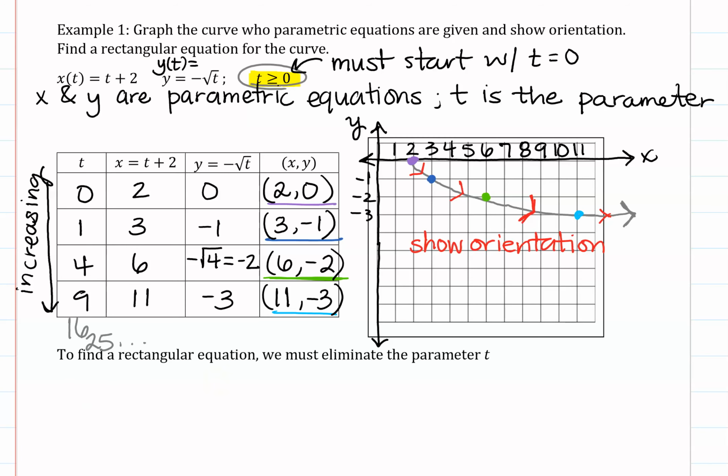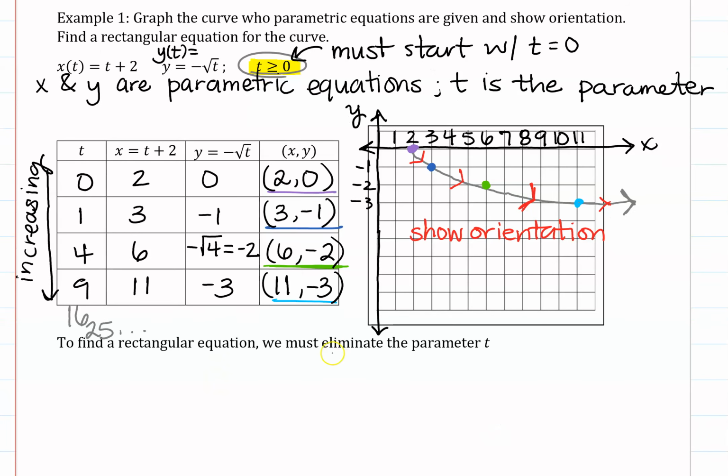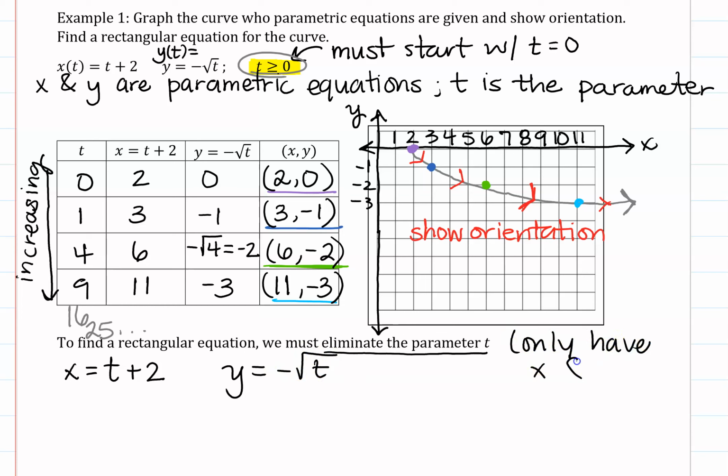The second thing we want to do in this problem is find a rectangular equation, and what that means is we must eliminate the parameter. So we want to write an equation for this graph without having t in there. A rectangular equation only involves x and y. We want to only have x and y in our equation.